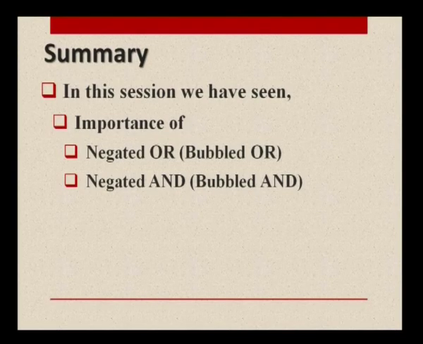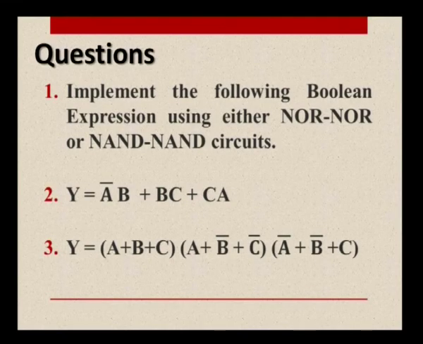It's time for us to look at the summary of today's lecture. In this session, we have seen the importance of negated OR and negated AND gates, and also we have seen the product of sums and sum of products ways of writing a Boolean expression. Let's quickly test our understanding by answering this question. Implement the following Boolean expression using either NOR or NAND circuits. So we have to identify whether it is written in sum of products or product of sums, and accordingly we have to choose the gates and implement them into circuits.